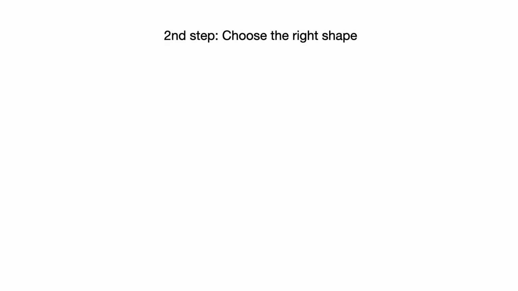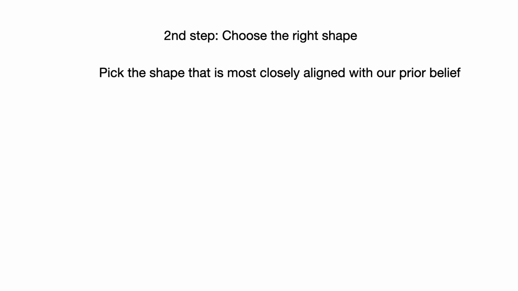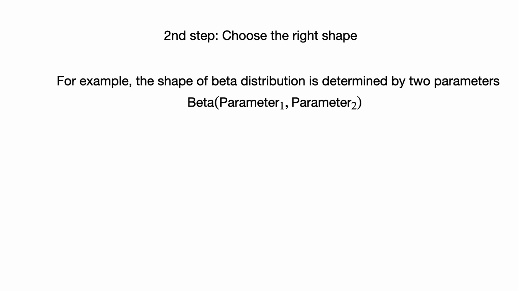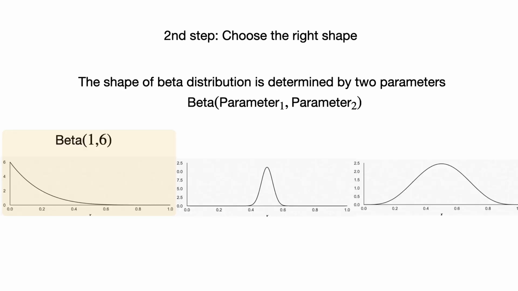The second step is to choose the right shape for our distribution. Pick the shape that is most closely aligned with our prior belief. For example, the shape of the beta distribution is determined by two parameters, and if we set parameter 1 to be 1 and parameter 2 to be 6, this will be the resulting shape.